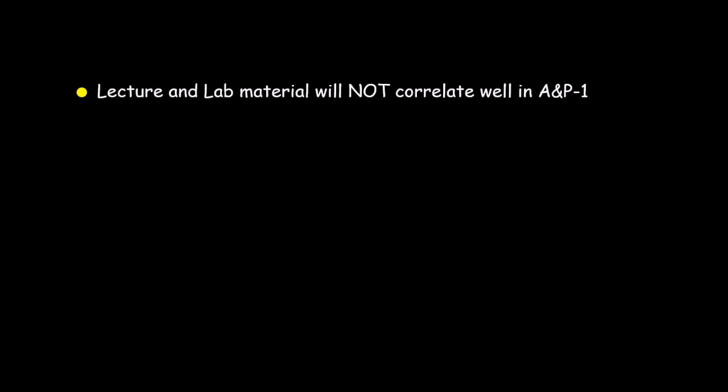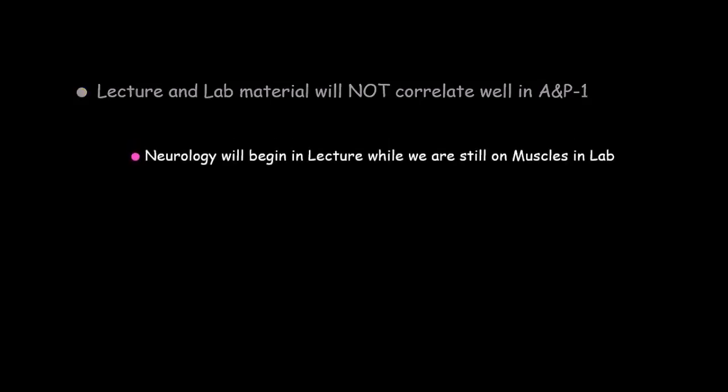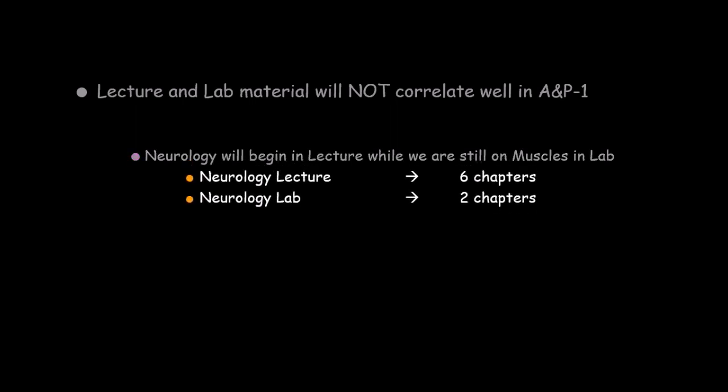The lecture and lab material will not correlate very well with A&P1. It's not me, it's just nationwide, it's like that. Neurology, like I said, has like 5 chapters, whereas muscles only have 1 chapter, at least in the lecture version. But for the lab in neurology, there's only 2 labs. On lectures, there's 6 chapters. So I don't want to have you just do muscles for, let's say, 1 week, unless you're in an accelerated course.